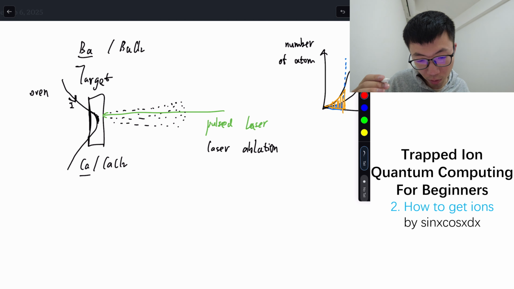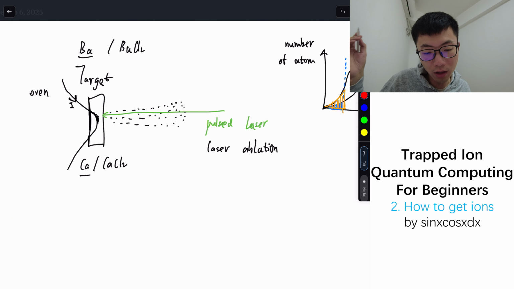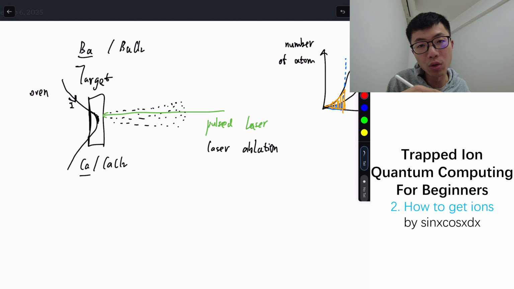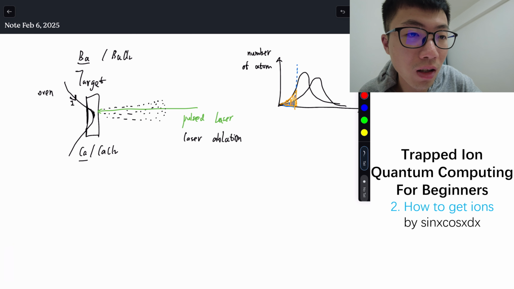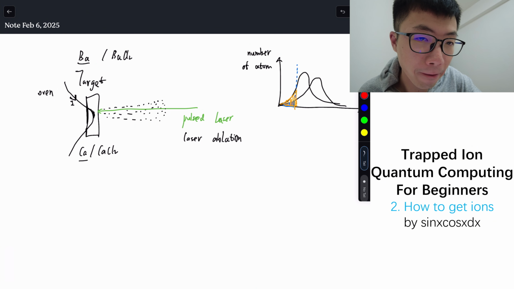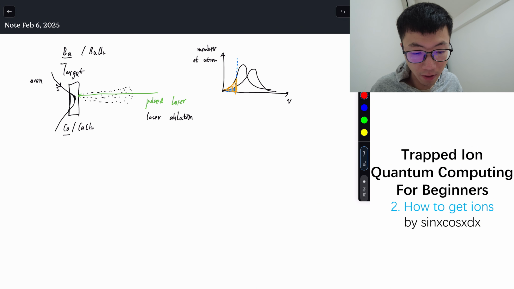So we don't want the temperature to go up. However, if you use an oven, the temperature goes up. But if we use laser ablation, the temperature doesn't go up too severely. It generates less heat, and it just hits a small region of the target, not heating up nearly the whole target. So laser ablation won't generate too much heat and won't cause the temperature to go too high. This is the benefit of laser ablation. And then this is the first step to get the atomic beam.